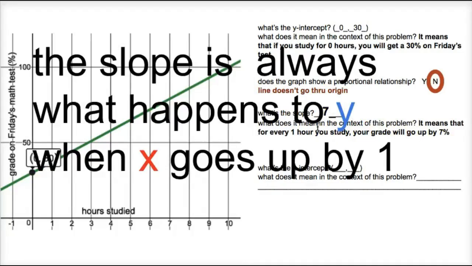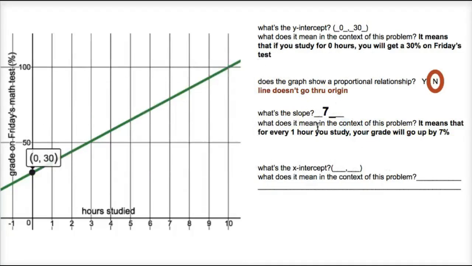Remember, the slope is always what happens to y when x goes up by 1. So it's what happens to our percentage grade on the math test when hours studied goes up by 1. So since it's 7, it means 7%.